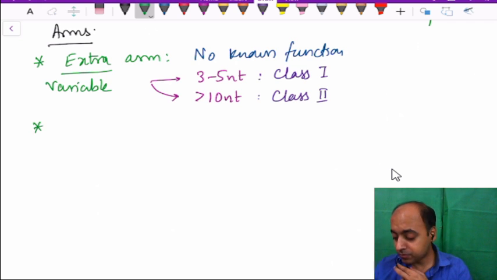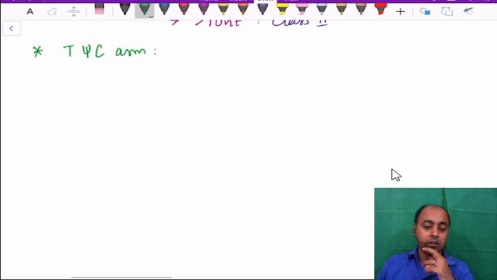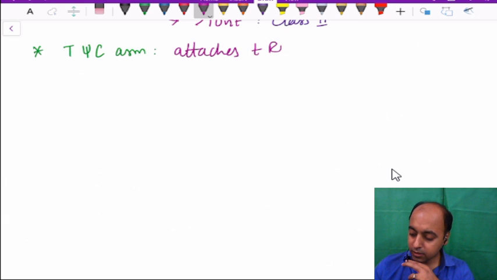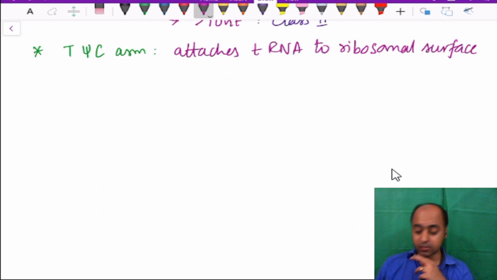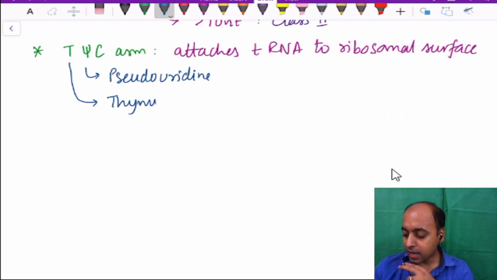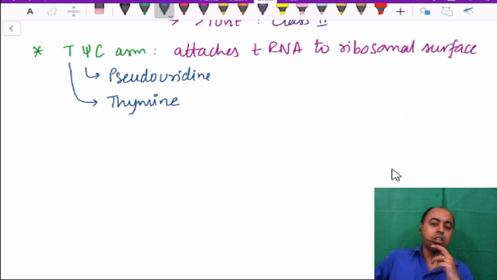Then you come to the next arm, which is known as the T-psi-C arm. This is the arm which attaches tRNA to the ribosomal surface. Herein, the psi stands for pseudouridine. The T stands for thymine, as we previously mentioned, which is present in the tRNA although it is normally present only in the DNA. So the T stands for thymine, and the psi stands for pseudouridine.